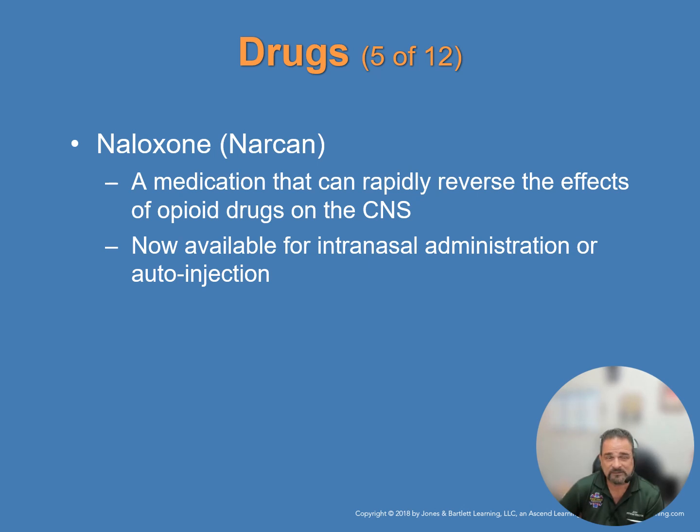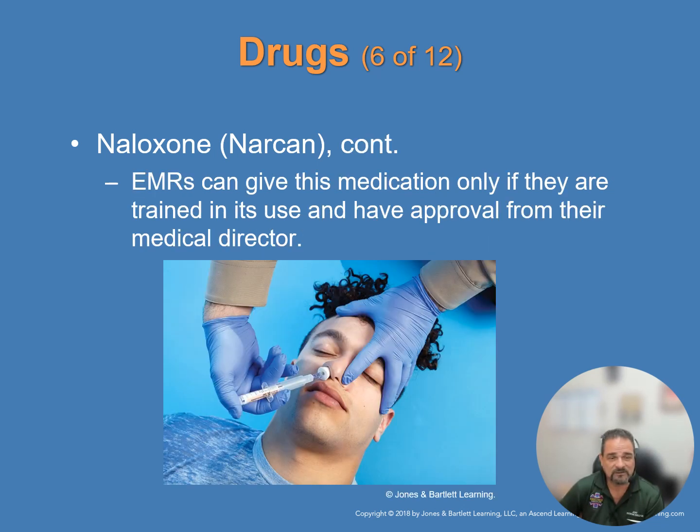What we do to treat this is use naloxone, or Narcan. It's a widely used drug that is rapidly absorbed into the body just by simply spraying it into the nose. It reverses the effects of any kind of narcotics. We have it in both intranasal and injection forms as well. Here's an example of an intranasal administration of Narcan. EMRs can give this medication only if they're trained to do it and have the approval of their medical director.